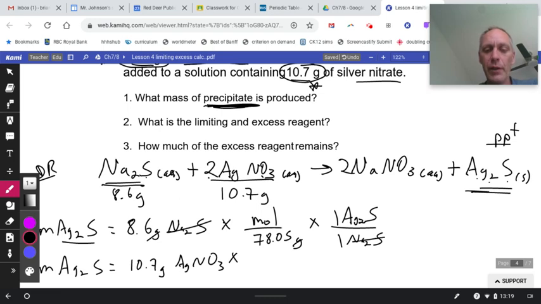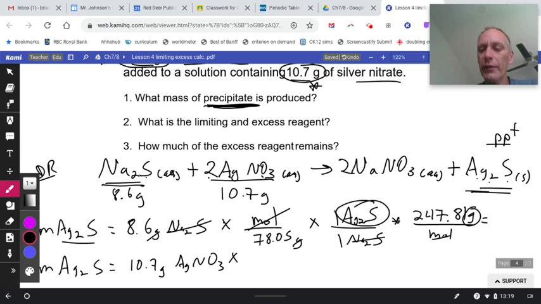Okay, so now I've got my moles of Ag2S and I need my mass. So the molar mass of Ag2S is 247.81 grams per mole. Okay, moles cancel out. It's all about the units, so we will be left with grams of Ag2S, which is what we're looking for. Punch all the numbers in and we get 7.80.